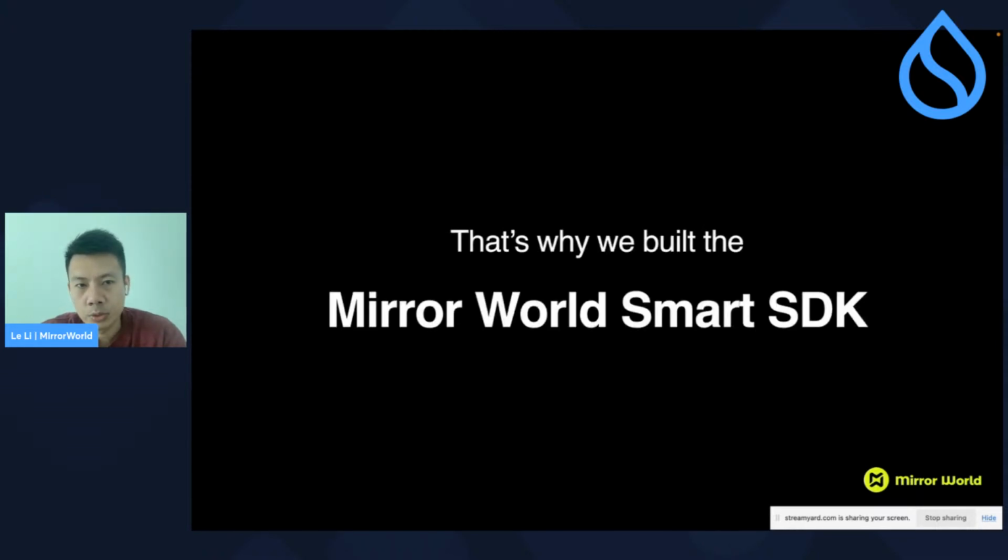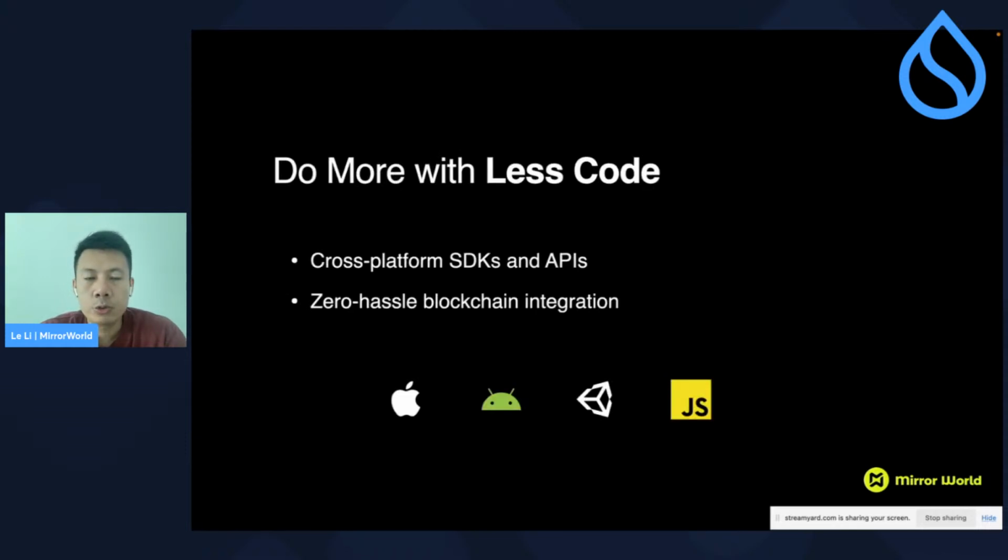So that's why we built the MirrorWorld Smart SDK. What we try to do is help developers build more products with less coding. So we provide a cross-platform SDK and APIs. Right now we support iOS, Android, Unity, and JavaScript, and we try our best to bring zero hassle to the blockchain integration.